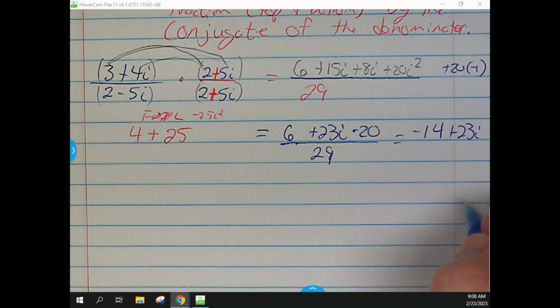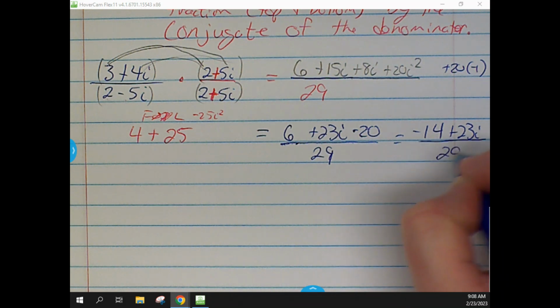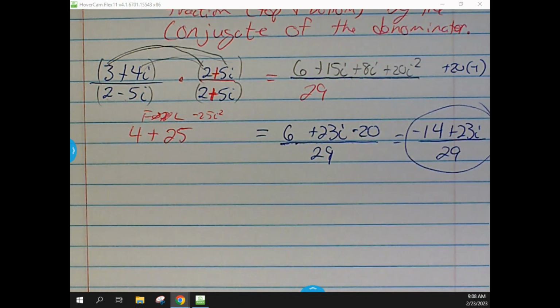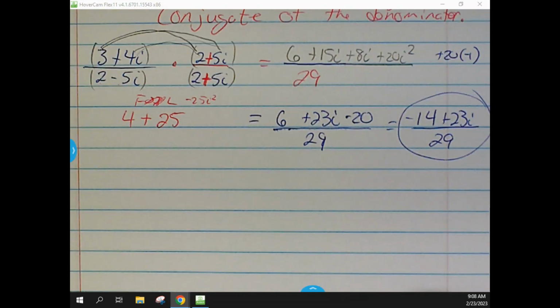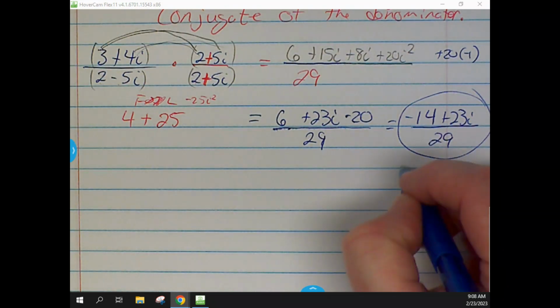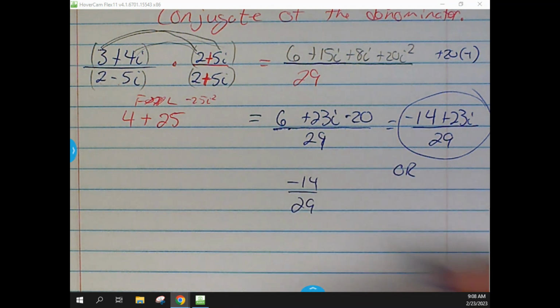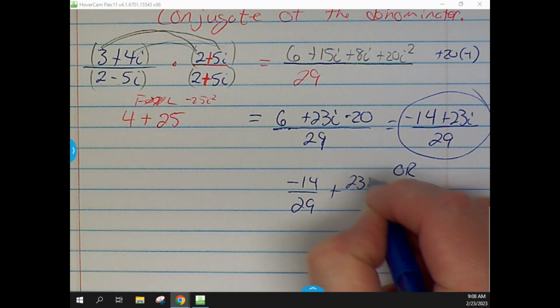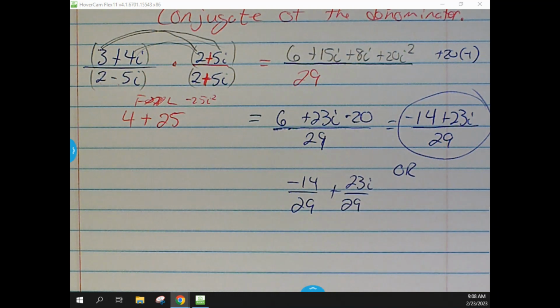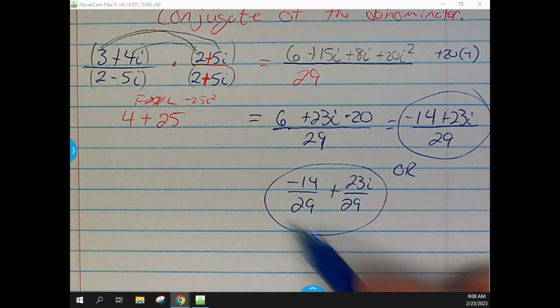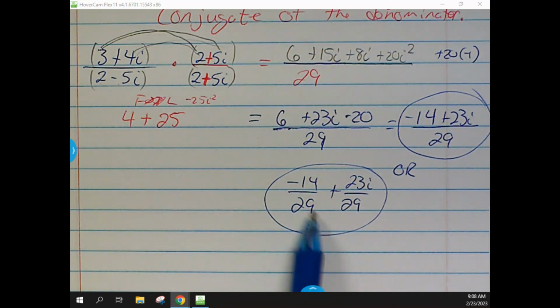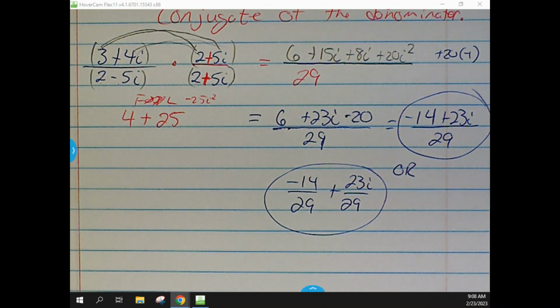Okay, and here's where sometimes I don't like Math Excel, because sometimes this answer is okay, and they'll let you put in that answer. Other times they'll make you separate this thing out. So it's -14 over 29, and then plus 23i over 29. And I wish they would make you do it this way, because if this was a 28 right here instead of 29, then you could simplify this fraction, and that's really what you're trying to do, is break it up.